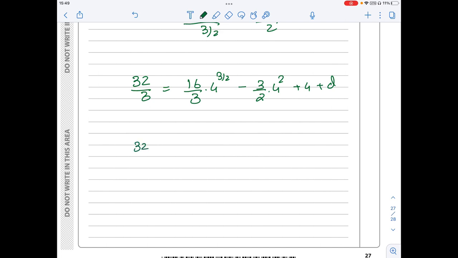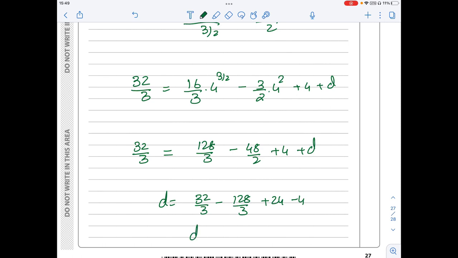Simplify this. 4 power 3 upon 2 is nothing but what? 8. 8 times 16 is nothing but what? 128 upon 3 minus 48 upon 2 plus 4 plus d. So d equals 32 upon 3 minus 128 upon 3 plus 24 minus 4. This gives me the value of d equals negative 12.